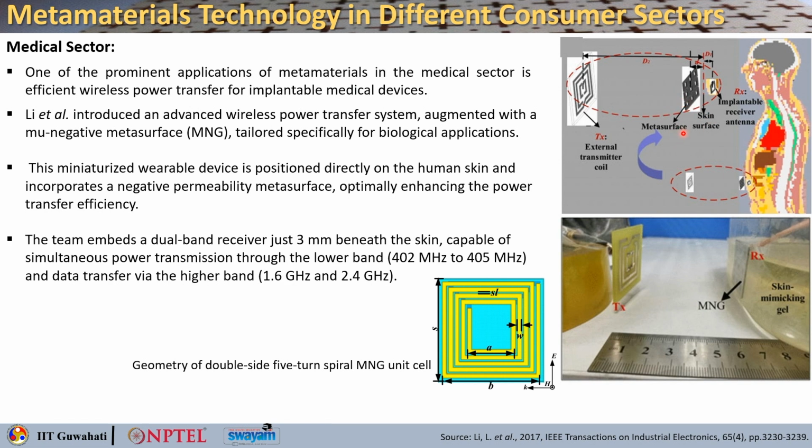So, what happens is the team embeds a dual band receiver just 3 mm beneath the skin, capable of simultaneous power transmission through the lower band. Typically, they were using 402 megahertz to 405 megahertz, and the data transfer via the higher band, that is between 1.6 gigahertz to 2.4 gigahertz. So, this was used for power transmission, this was used for data transmission.